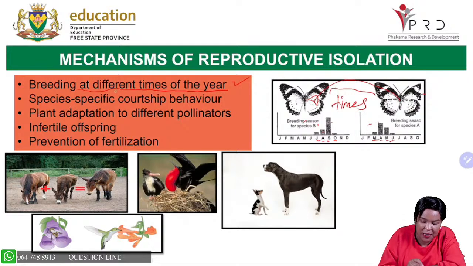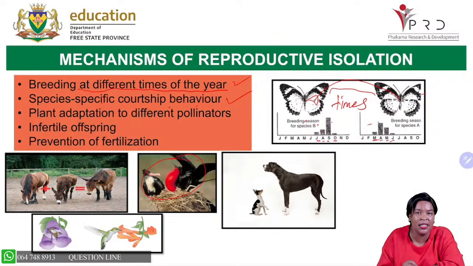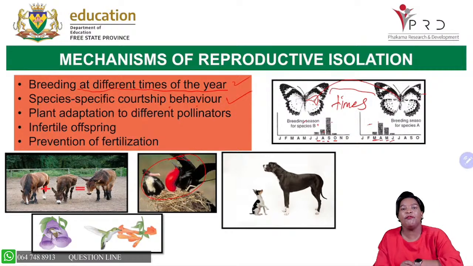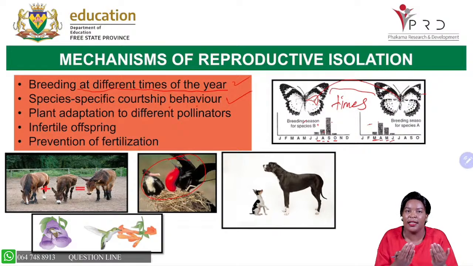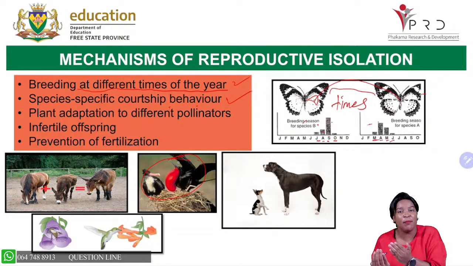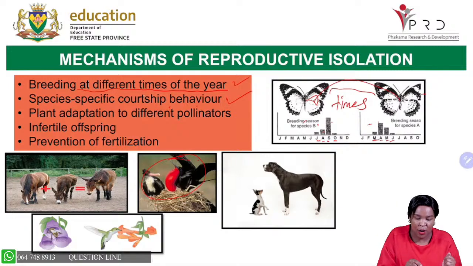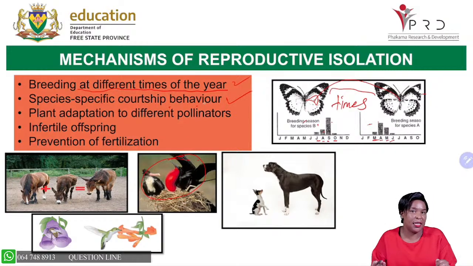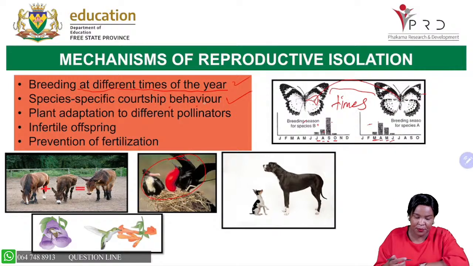Then, species-specific courtship behavior. Remember the intricate dances, the peacock, you remember all those. Now, if the species are not in tune with the behavior that tells them that they want to mate, that can also isolate them and make them not understand that this one is trying to interbreed with me, because the courtship behavior is now different. They've learned a new behavior for trying to court the other one.